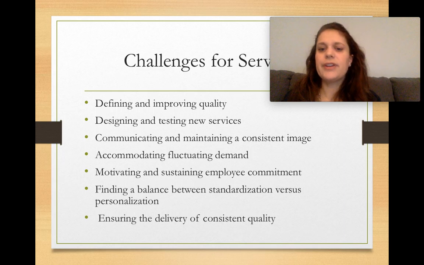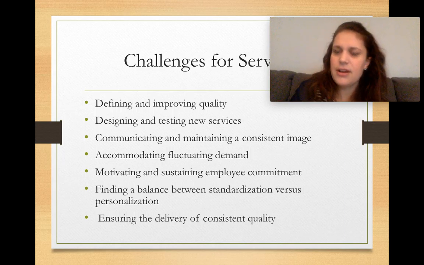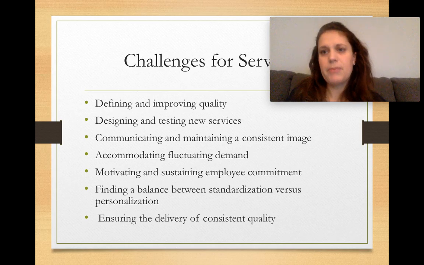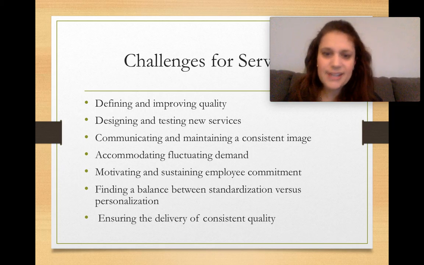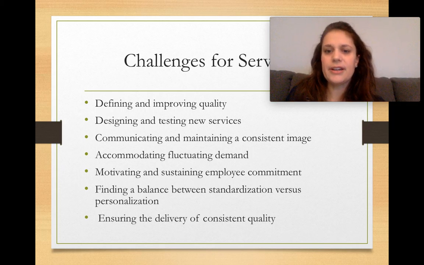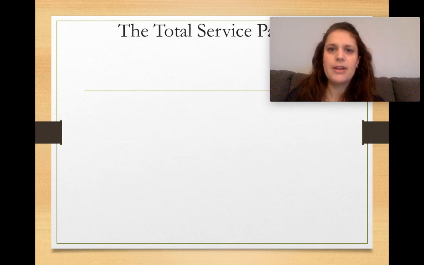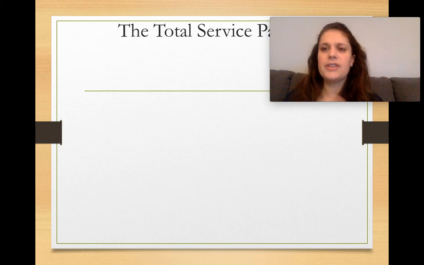And then ensuring the delivery of consistent quality. So I've talked about that a few moments ago, but it's very important to keep in mind that consistency is difficult when we're talking about so many uncontrollable factors, like the person who's delivering the service, the experience that's happening, right? The weather. All of these things can affect the delivery and the consistency of the quality. So how do we account for that? And then the total service package is beyond just the service that's being given. These are all components of what service is being received by our consumers.